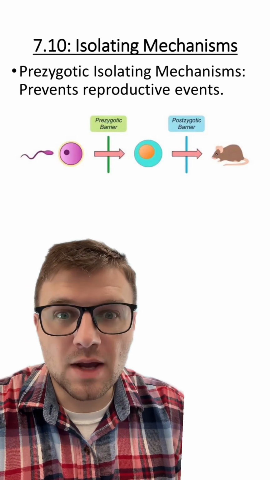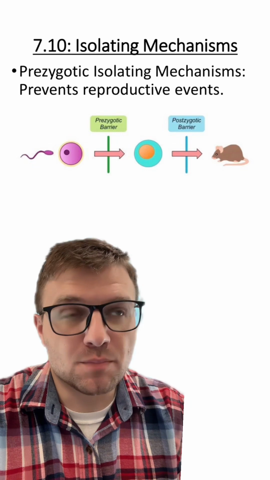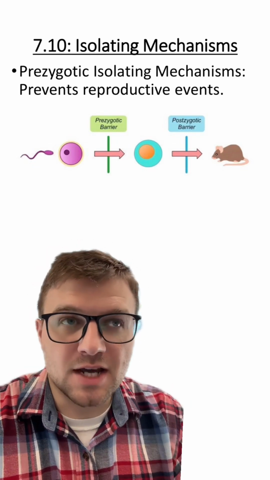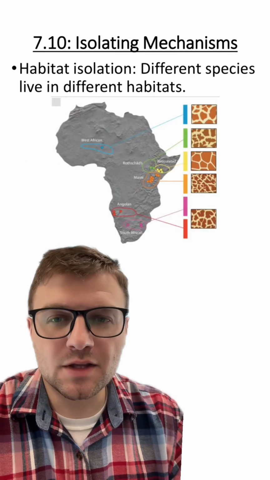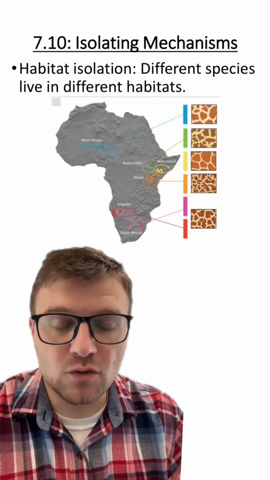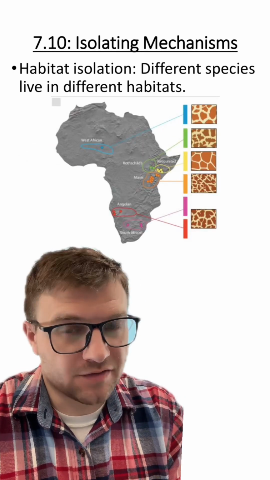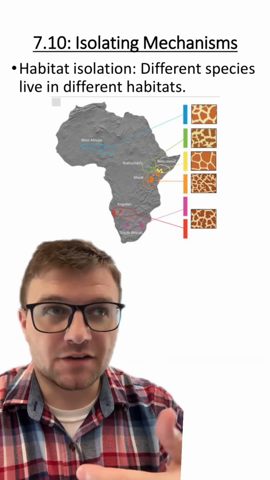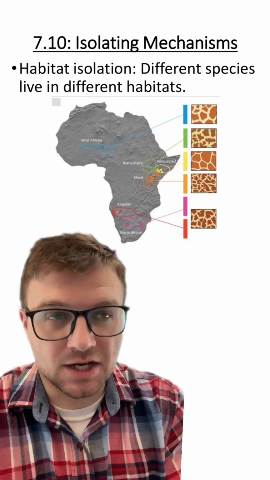The first group of isolating mechanisms that we're going to talk about are called prezygotic isolating mechanisms. This just prevents the reproductive event from occurring. Our first example is habitat isolation, where different groups of organisms or different species just live in different areas. So these different species of giraffes in our example live in different areas, which would stop reproduction from occurring.